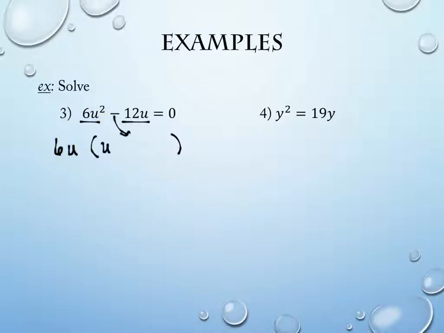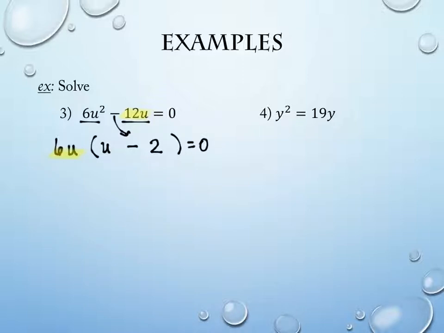The sign stays the same, so this is subtraction. And then we're going to do the same thing again. 12u divided by 6u would be just 2. Good. It would just be the 2, and then the sign between them, like we said before, would be negative because the signs stay the same.